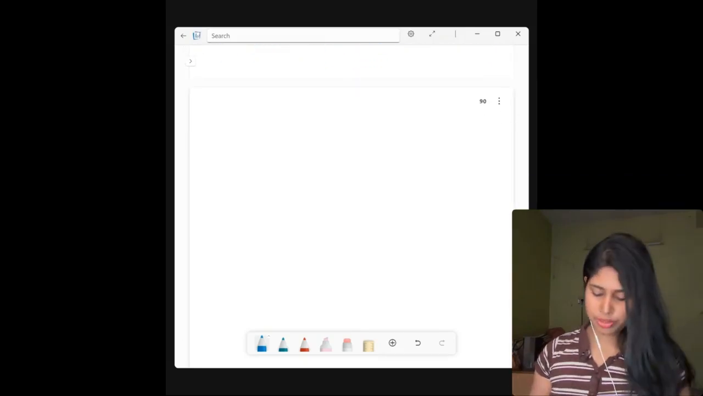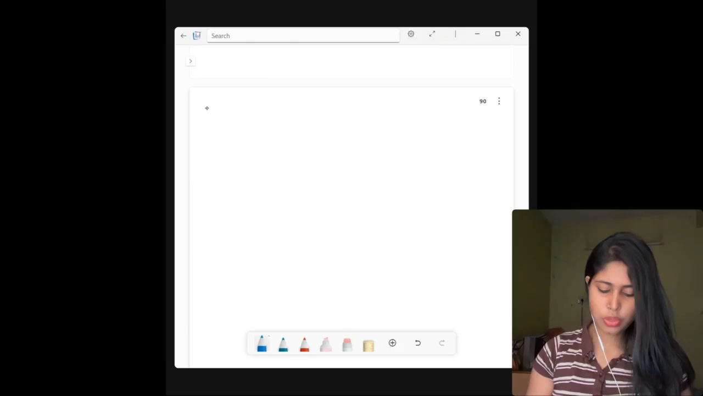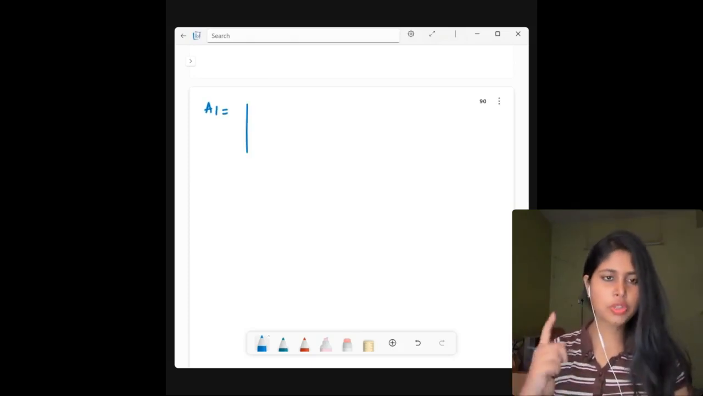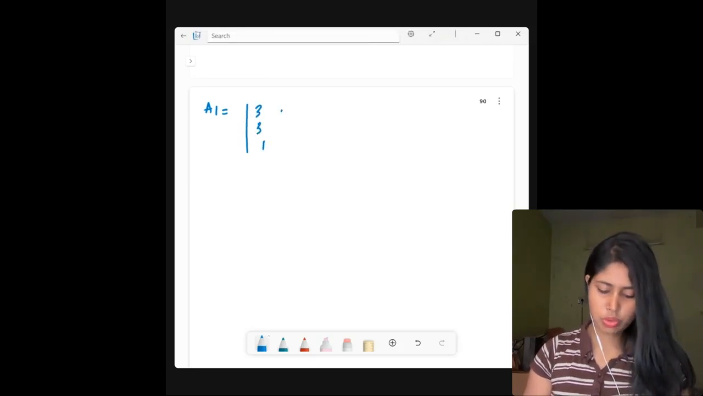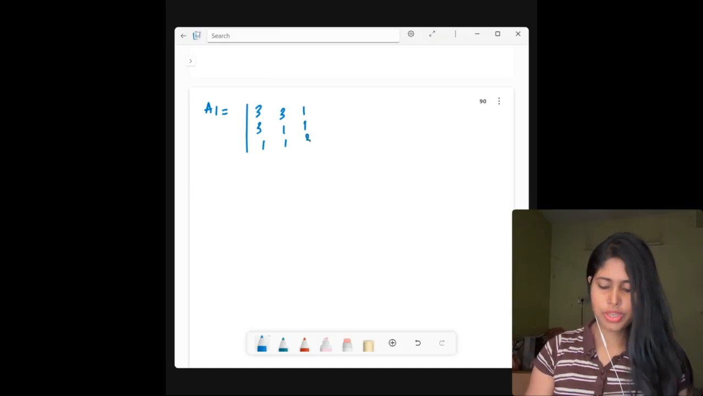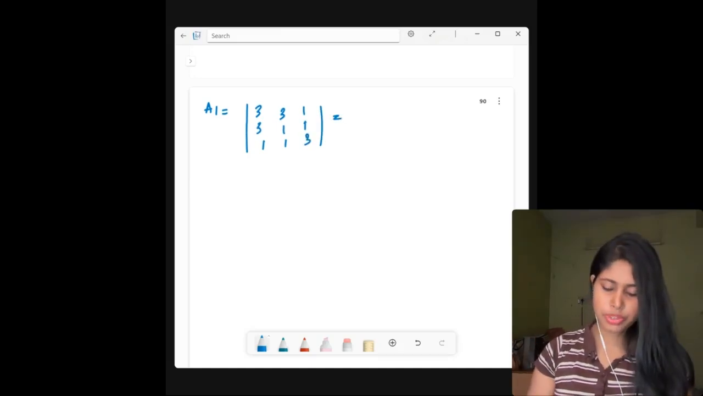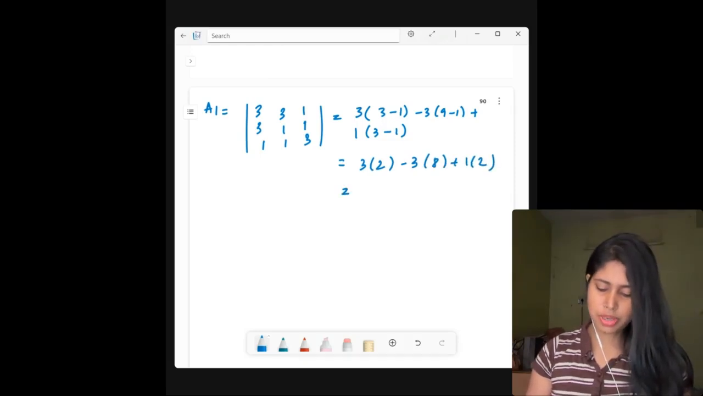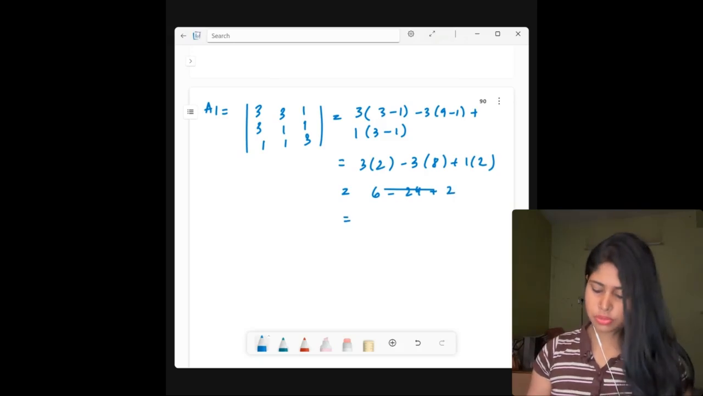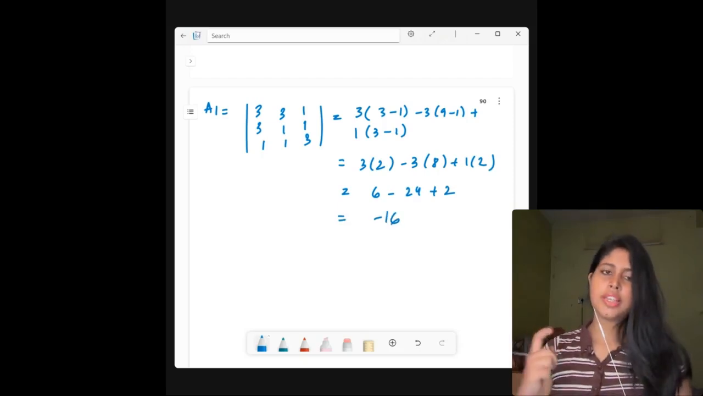Then we will come to the A2 part. So how will we do A1? A1 will be substituting the constant matrix for the first column. So it will be [3 3 1; 3 1 1; 1 1 3], and then we need to find the determinant of it. So it will be 3 into (3 minus 1), minus 3 into (9 minus 1), plus 1 into (3 minus 1), which is 3 into 2 minus 3 into 8 plus 1 into 2, which is equal to 6 minus 24 plus 2, which is equal to minus 16.